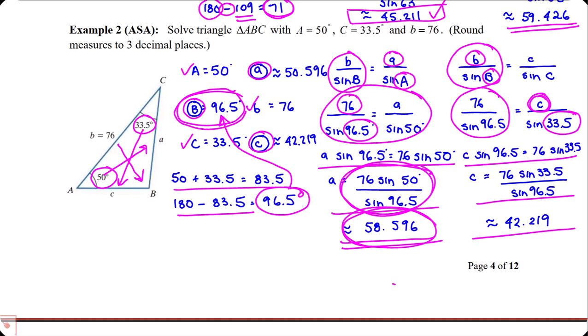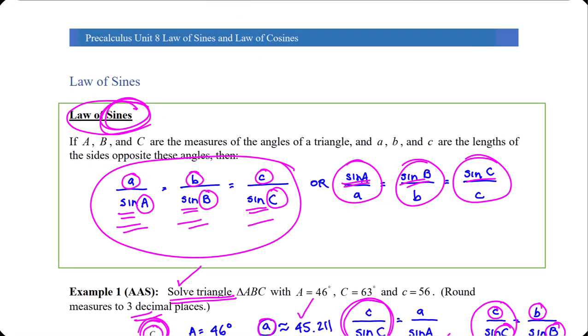We found angle B by subtracting from 180. We found sides A and C using this law of sines. I don't know if you remember this, but when you have equal fractions, it's called a proportion. So these fractions stay the same.